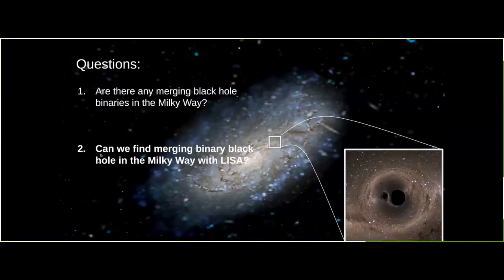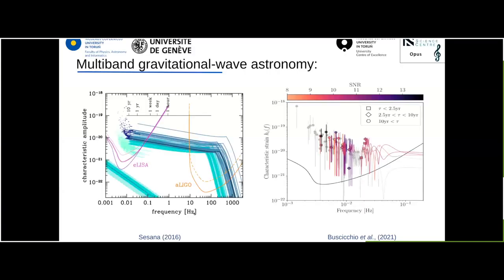If we move to the next question, would it be possible to detect such merging black hole binaries with the Laser Interferometer Space Antenna? As we have already said, LIGO and Virgo can only detect a small fraction of the last stages of the gravitational wave inspiral of binary compact objects. It has recently been proposed that numerous LIGO and Virgo sources may also be detectable by LISA.